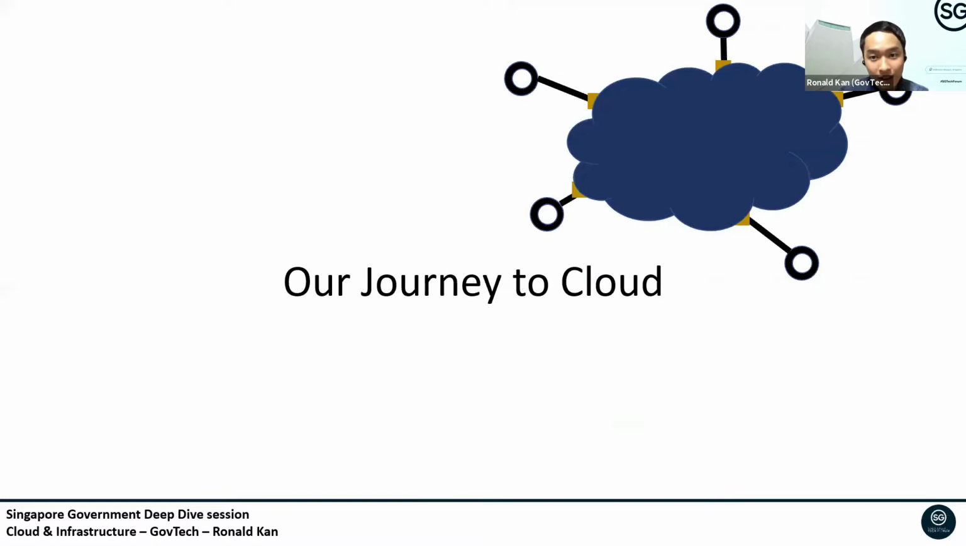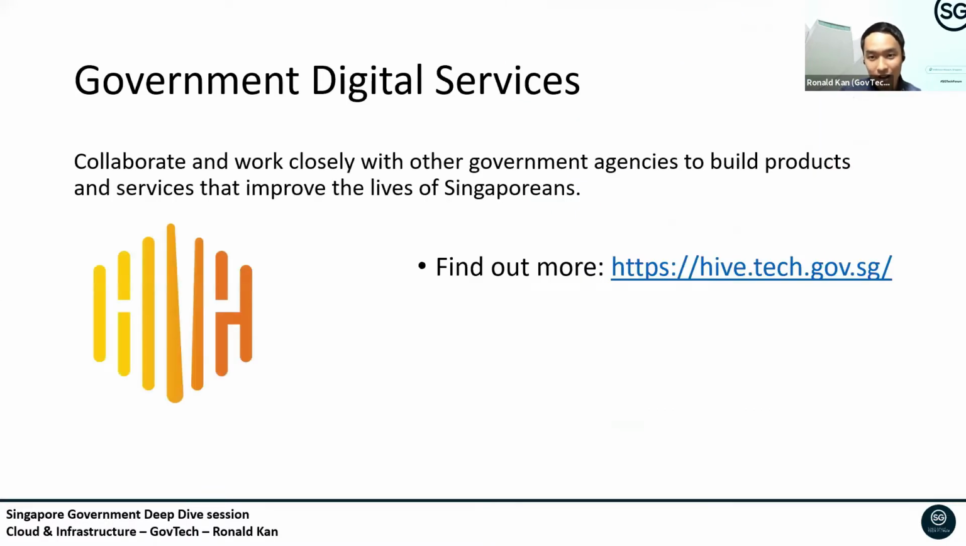Okay, hi, my name is Ronald. I'm from GovTech, Government Digital Services. So just a quick introduction about where I'm from. I'm from the Government Digital Services, a team of problem solvers that create products and services for our fellow Singaporeans. If you would like to find out more about us and what we've created, visit the link on the slides and you'll be able to find out more. So on to our topic.